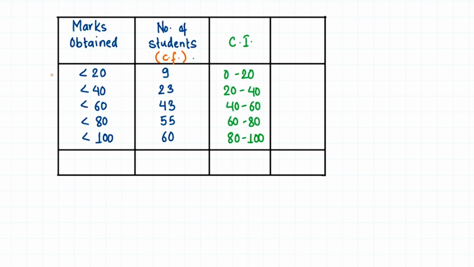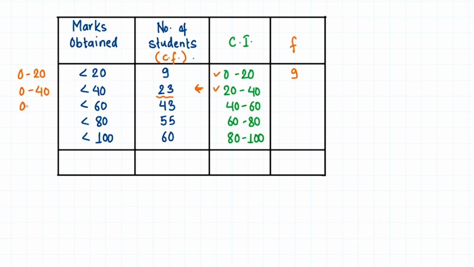Now, let's see why. This marks obtained is from 0 to 20, right? So 0 to 20 is 9 students. That's fine. The frequency and the cumulative frequency are the same, right? So we have 9. For our second one, this is actually from 0 to 40, right? Less than 40 refers to 0 to 40. So the number of students who got 0 to 40 marks is 23, right? So it's from 0 to 20, as well as 20 to 40. If you add both of these class intervals, you are going to get 23.